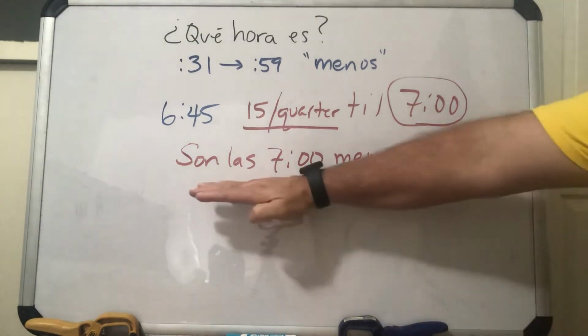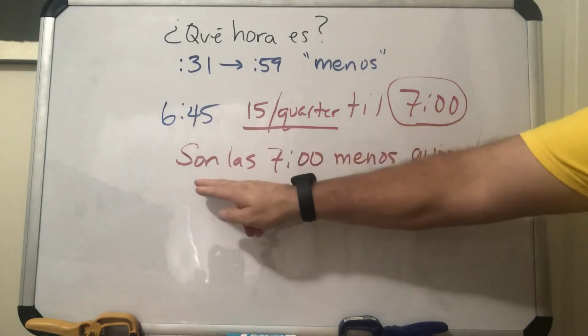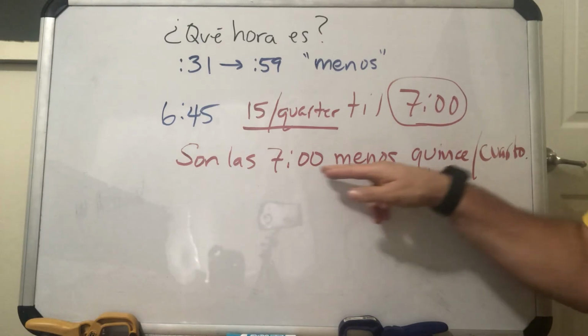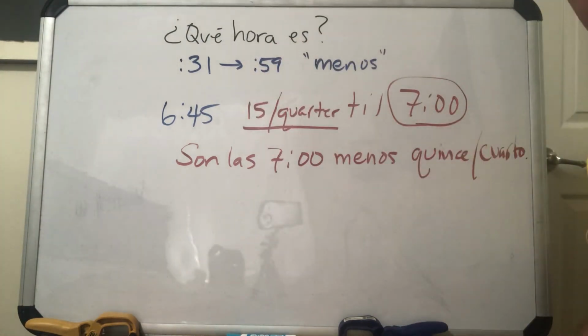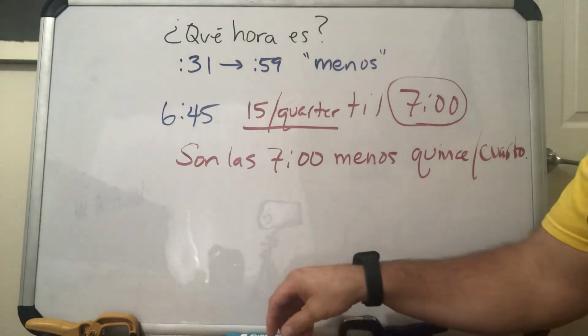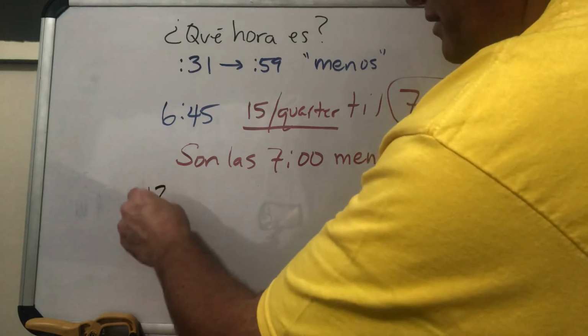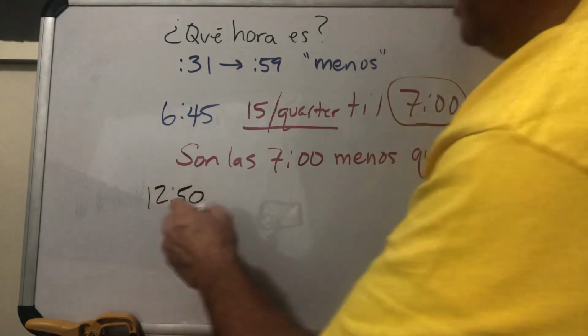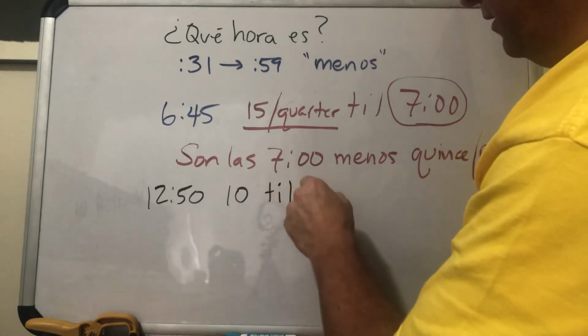So we still say the hour, but it's not really 7 o'clock. If you go back to the time we're trying to say, it's not 7. So that's not true. So we have to subtract this many minutes off to get to the actual time it is now. Okay? So let's do, what do we have, 12:50? Is that what we said? 12:50. So we're going to say it's 10 minutes till 1 o'clock.